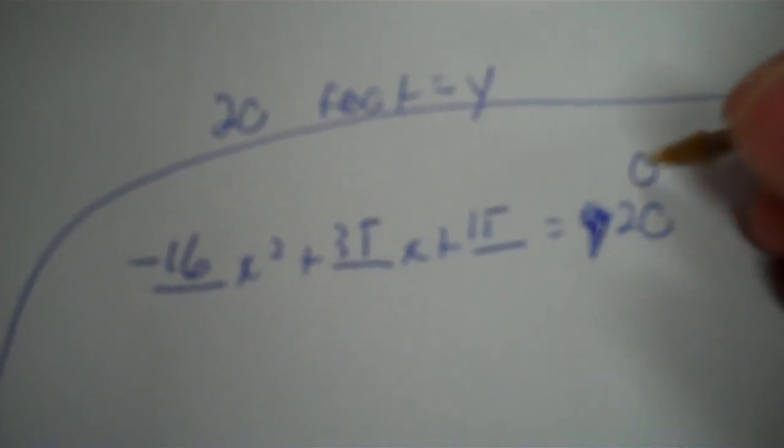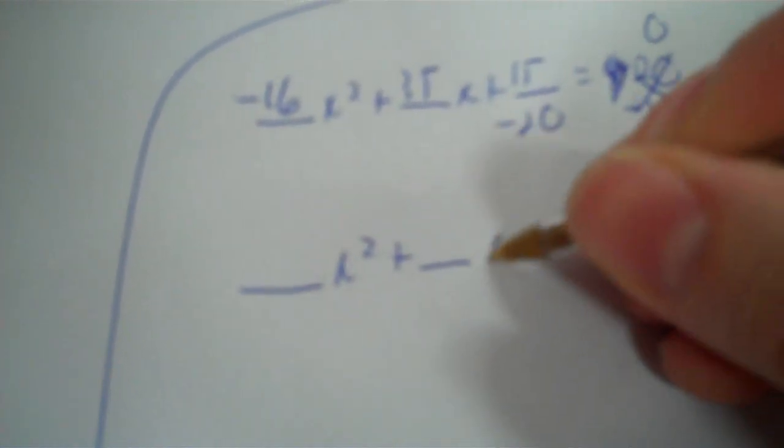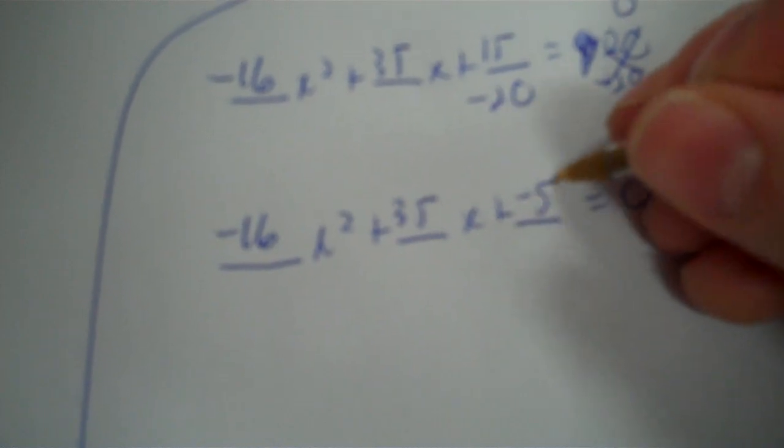So you have to get your 0 there, minus 20 from 15. So you have x squared, the x, and the constant equals 0. So you have negative 16, then 35, then 15 minus 20 is negative 5. So there's three terms, so I'd go GCF and the T-table.